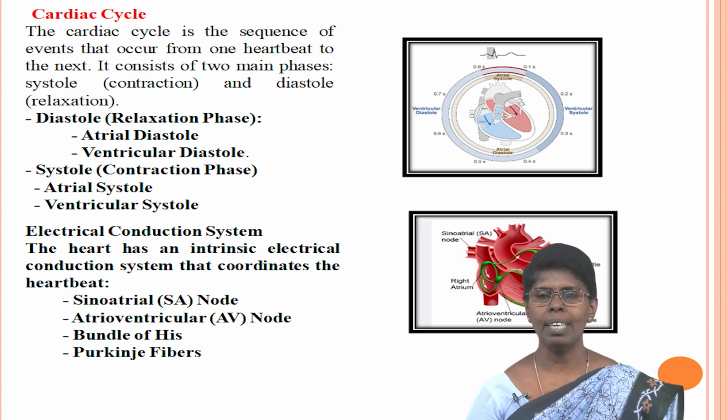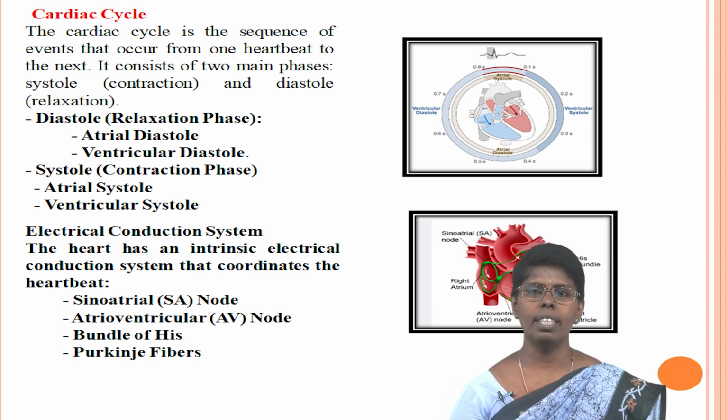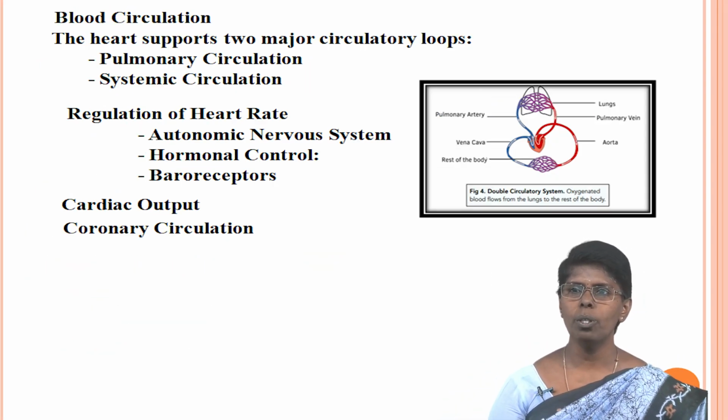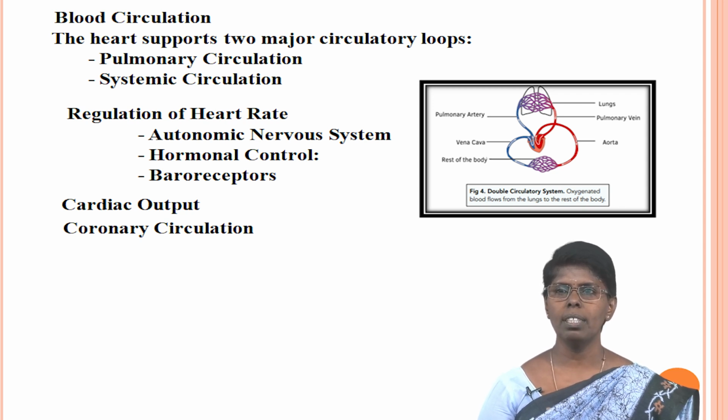And the Purkinje fibers spread throughout the ventricles, ensuring the rapid and coordinated contractions of the ventricular myocardium. Now see the blood circulation. The heart supports two major circulatory loops. The first one is pulmonary circulation.